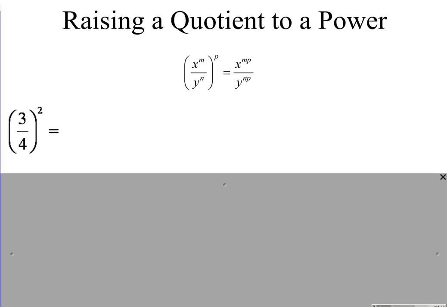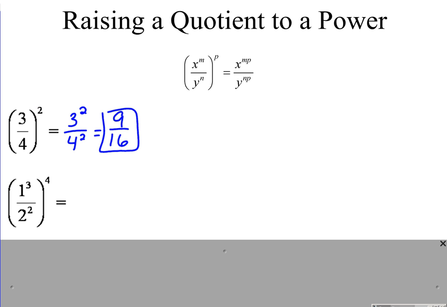So in this case, 3/4 squared. Need to take the 3 and square it. Take the 4 and square it. We get 9 over 16. 1 cubed over 2 squared, all raised to the 4th power. Apply the exponent of 4. We get 1 to the 12th over 2 to the 8th. 1 raised to any power we know is 1. And 2 to the 8th power is equal to 256.